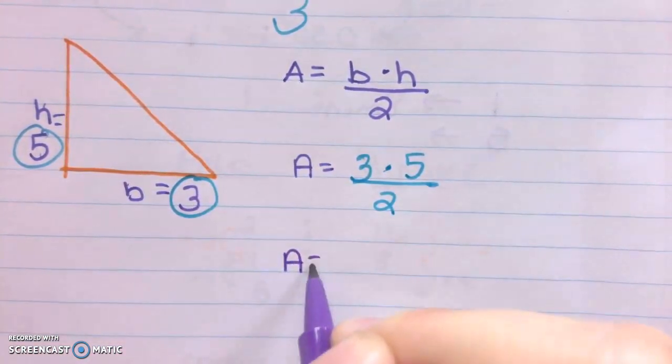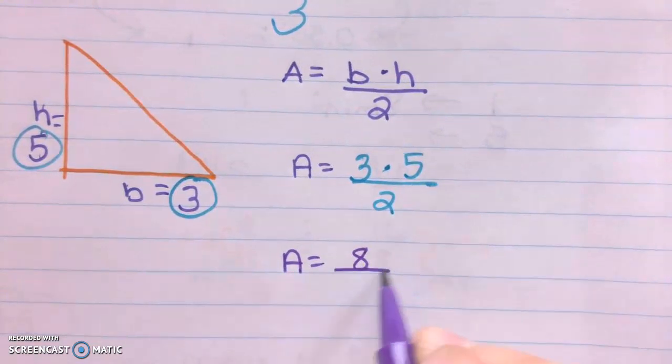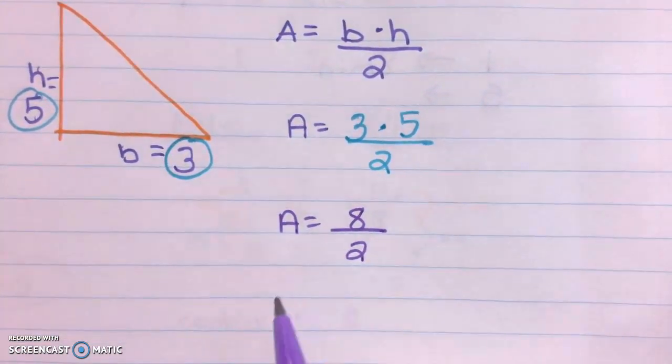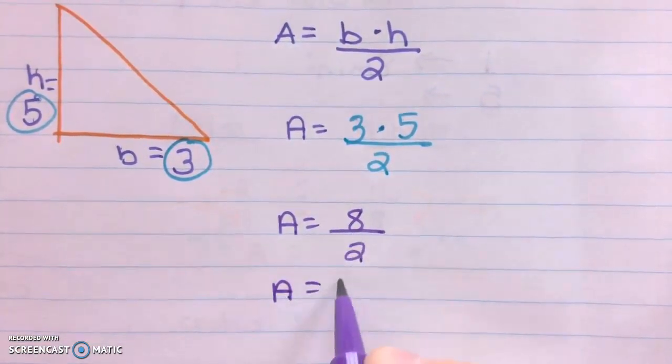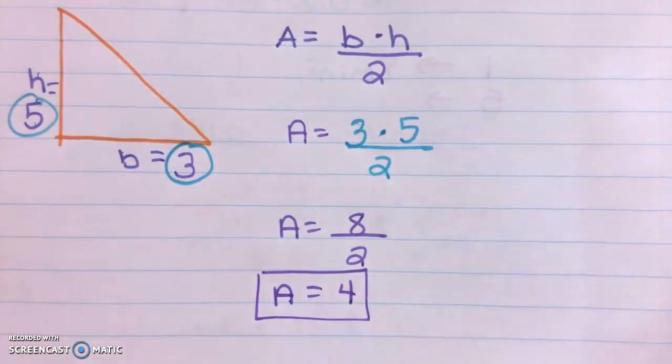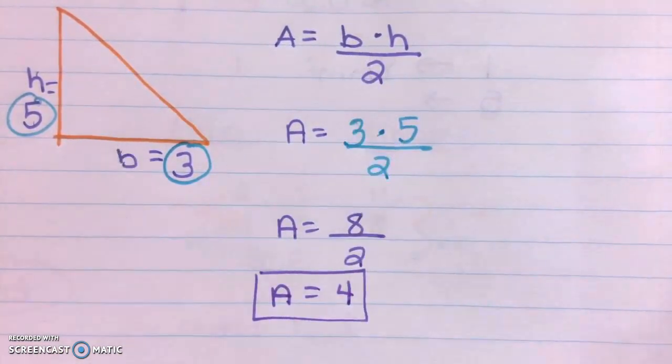So my area would be 3 times 5 is 8 divided by 2. And finally, last step is 8 divided by 2, which is 4. So you would just use that formula to find it.